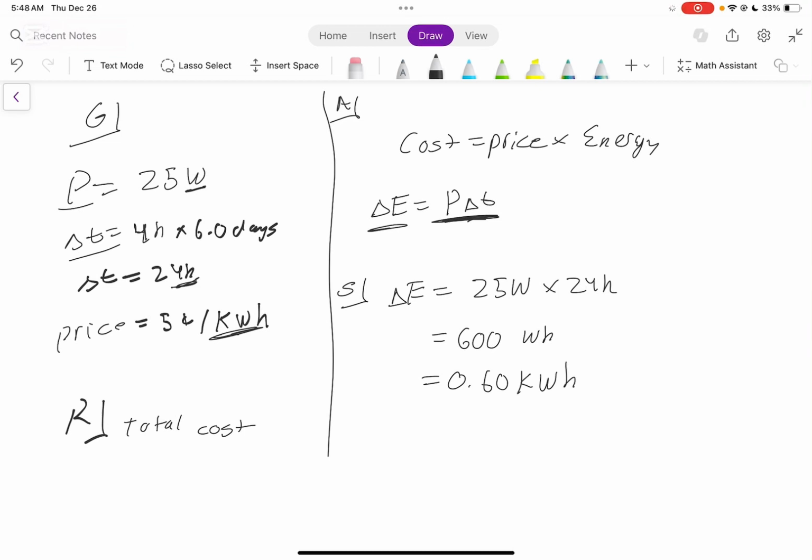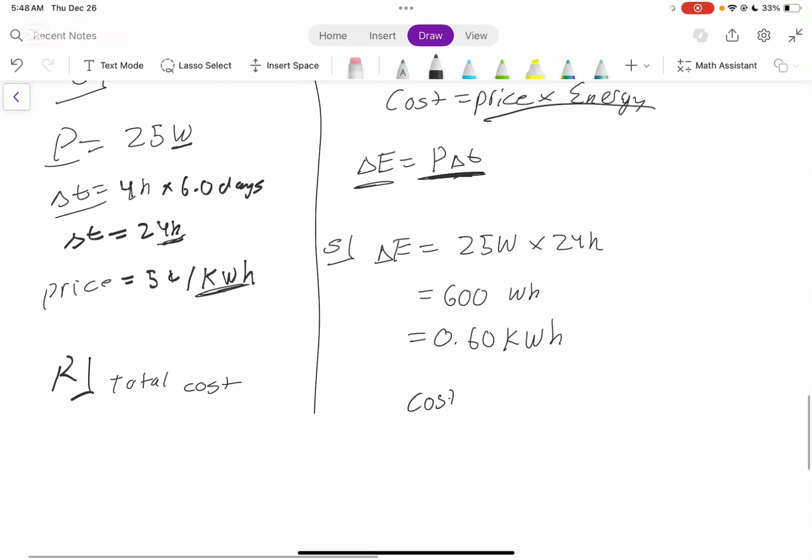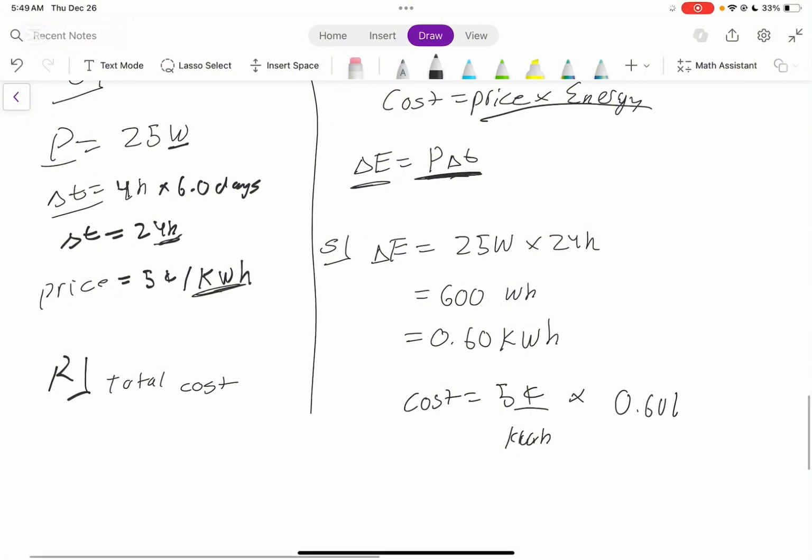Now that we have that, we want to get the price. So the cost is equal to the price, which is 5 cents per kilowatt hour. And we want to multiply that by the energy, which is 0.60 kilowatt hours. Kilowatt hours will cancel out. You're left with cents on top.